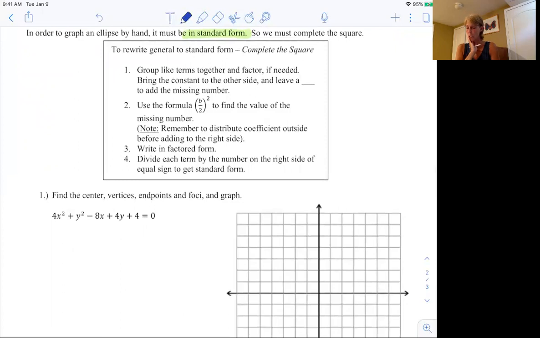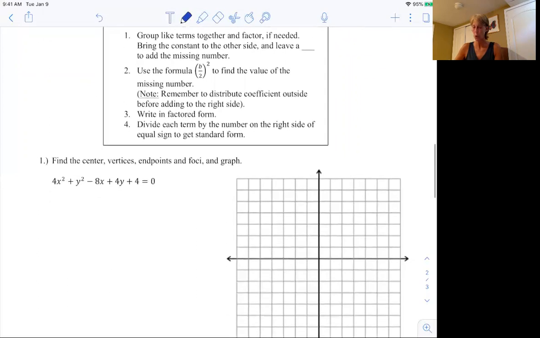We want to group like terms together and factor if needed. Bring the constant to the other side. Leave a space to add the missing number. Find a number to add. Remember, we're going to use b over 2 squared. Write in factored form and then divide each number on the right side of the equation to get it into standard form. Now here's directions to look back at. Hopefully a lot of you, once we start this problem, will remember what we're doing.